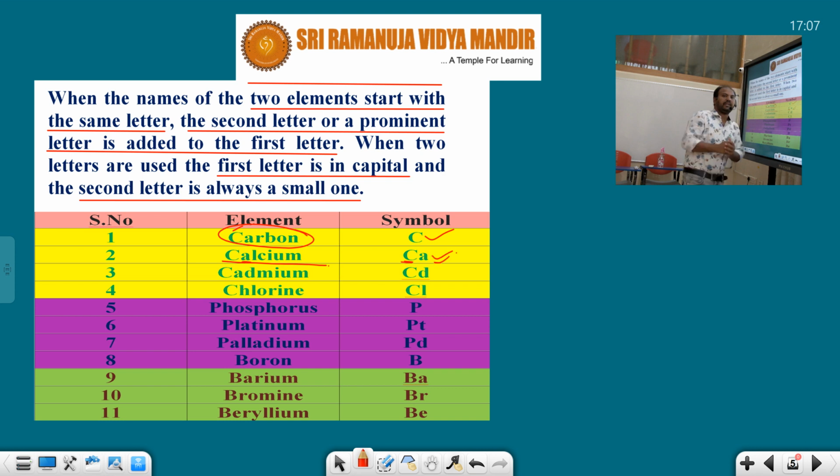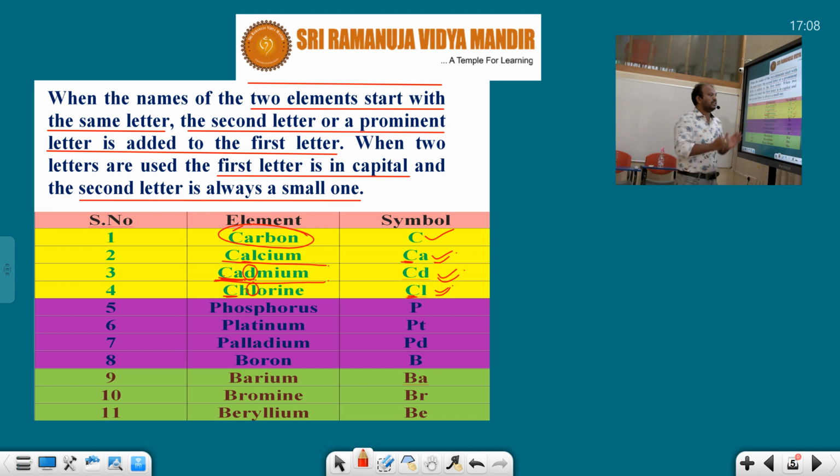In cadmium, the first letter is C. C means carbon. The second letter would be Ca, but calcium is already taken. That's why we have to take the third letter: Cd indicates cadmium. If you take chlorine, the first letter is C, but after that L is taken. Here the third letter, the prominent letter, is taken: Cl. But all of these start with the letter C. Carbon takes first letter C, calcium takes first letter C, cadmium takes first letter C, chlorine takes first letter C. But after that, what do we have to take?